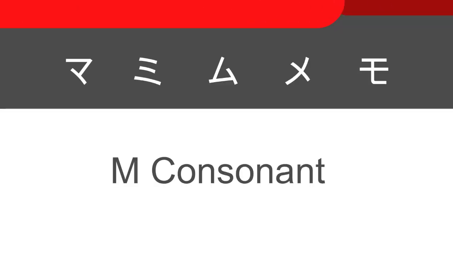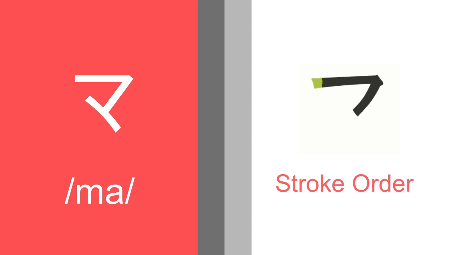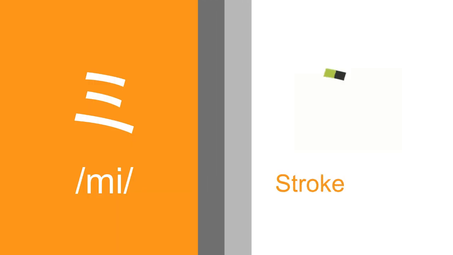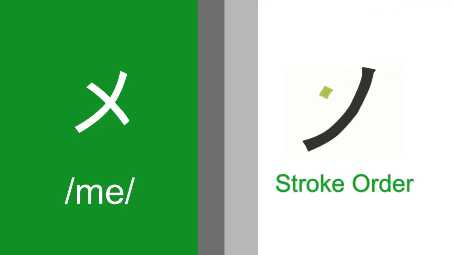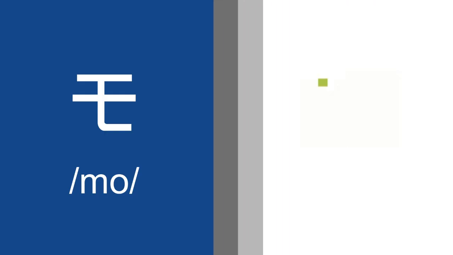Then the group after the H word group is M. Ma, mi, mu, me, mo.